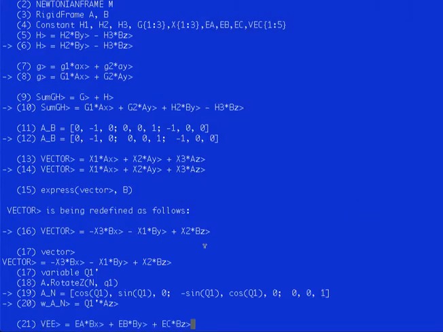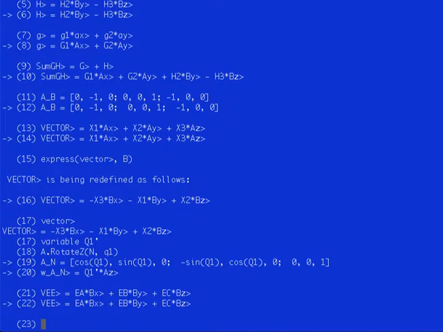So V, this is another vector. I call it EA BX plus EB BY plus EC BZ. That's my declaration. It's going to respond back to me what it thinks it is in the B basis. Now I can go ahead and express that in the N basis, because again, I've told it how A and B are related, and it now knows how A and N are related. I've never explicitly told it how B and N are related, but it's got two rotation matrices, and it's smart enough to know if I multiply these things together, I can get the rotation matrix between B and N. So it does that math for me.